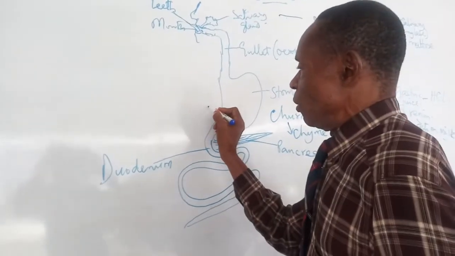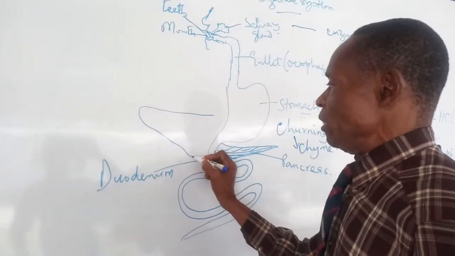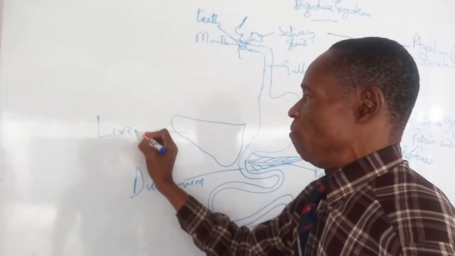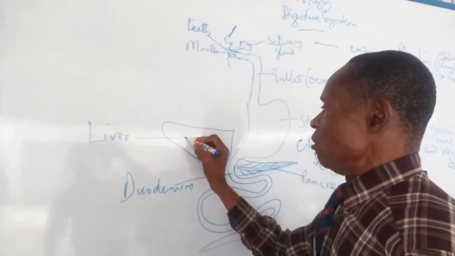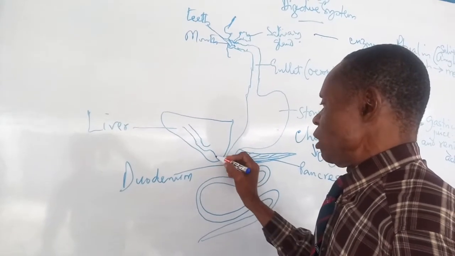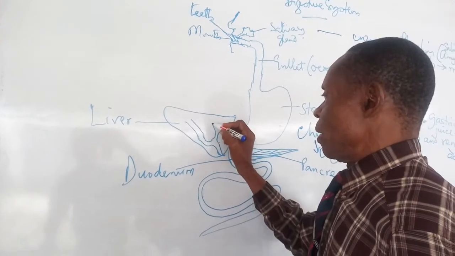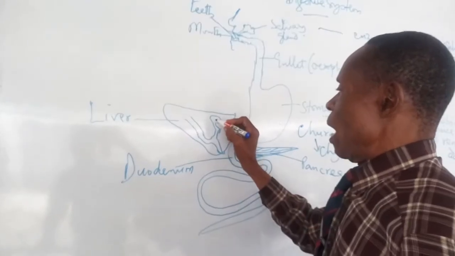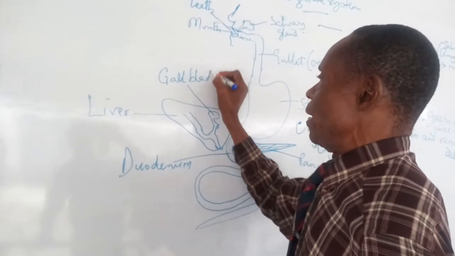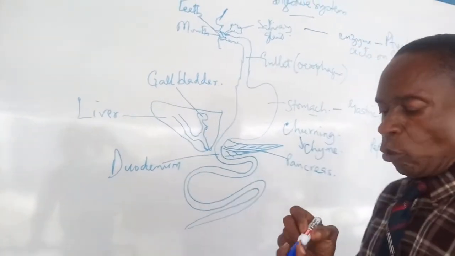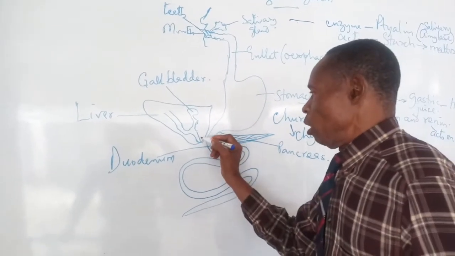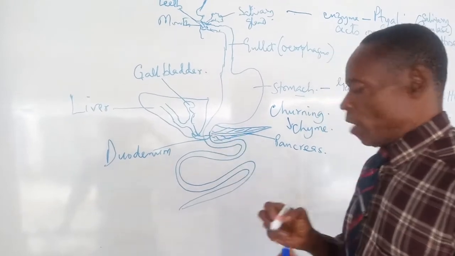And associated with it is a very large organ here, which is known as the liver. The liver secretes a substance which is greenish in color, and this substance is known as bile. The bile is produced in the liver, and it is stored in the gallbladder and could be released from time to time through the bile duct into the duodenum and then into the pancreas.